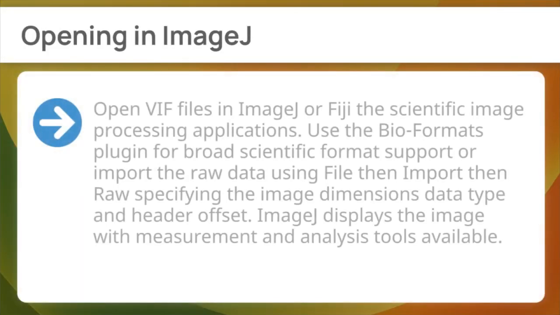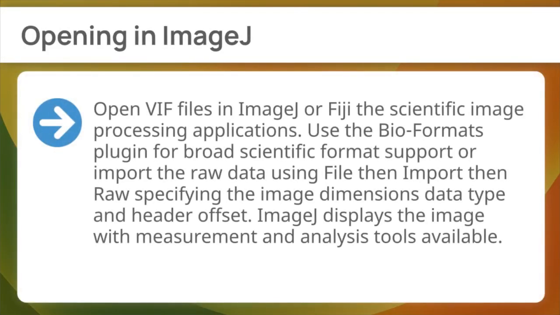First, opening in ImageJ. Open VIF files in ImageJ or Fiji, the scientific image processing applications. Use the Bio-Formats plugin for broad scientific format support, or import the raw data using File, then Import, then Raw, specifying the image dimensions, data type, and header offset. ImageJ displays the image with measurement and analysis tools available.